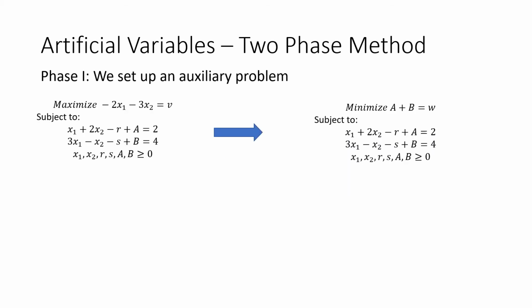So what we do is we set up an auxiliary problem. We take our objective function and we replace it by a simple function that says minimize A plus B equals W. Remember, A and B have to be greater than or equal to 0. So when are A and B minimized? When they're both equal to 0. So the first thing we're going to do is solve this to make A and B equal to 0.